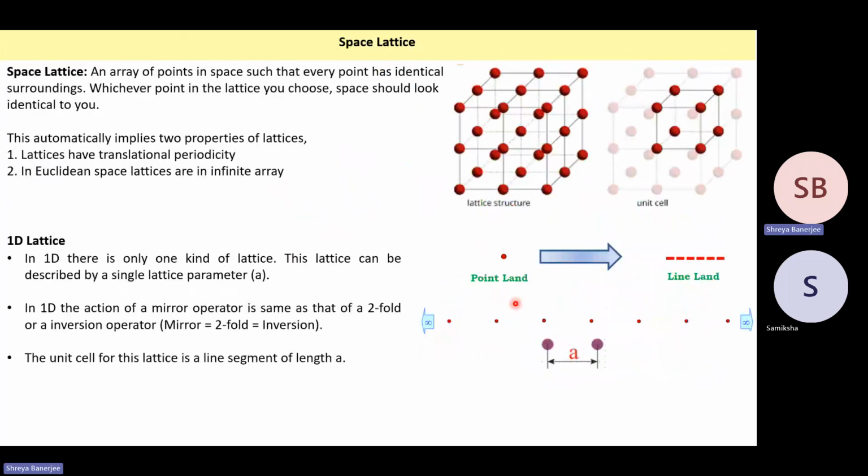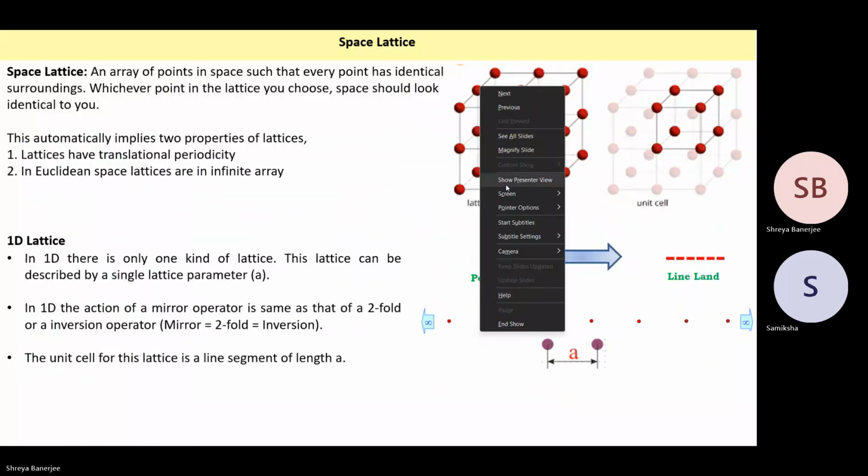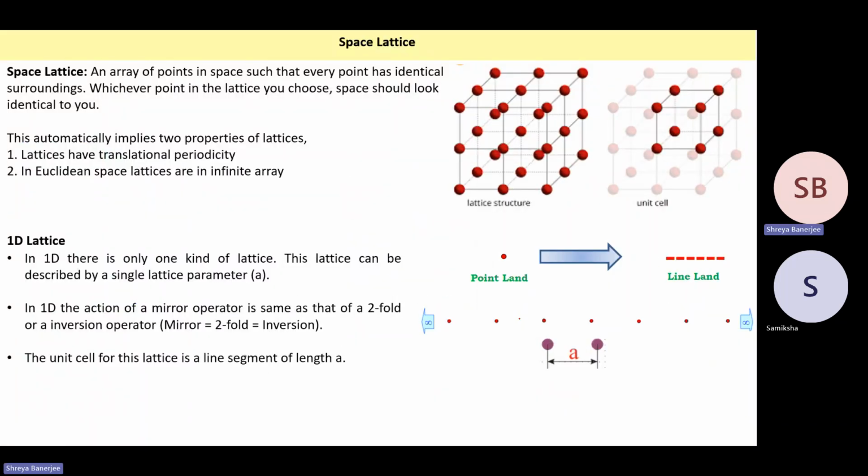Now, in the case of the 1D lattice, we can imagine that between two points there is a center of symmetry. Let's call it I. If you move to the center of symmetry and move an equal distance in the opposite direction, you will get another point. Again, here there is an I. You move to the center of symmetry, equal distance in the opposite direction, and you will get another point. So in a one-dimensional lattice, there is a center of symmetry in between two lattice points. That is one symmetry operator.